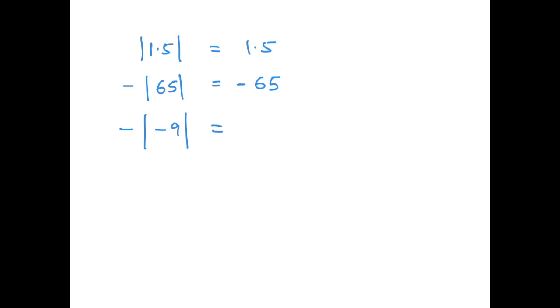Let's do one more example. If you have 1.5, the absolute value will be 1.5 only. If you have negative 65, the absolute value of 65 will be 65 and the negative is outside, so it will remain the same. Negative 9. So the absolute value of 9 will be 9 and the negative outside will be there. So we need to make sure that we take out the absolute value first and then check the other operations associated with the absolute value.